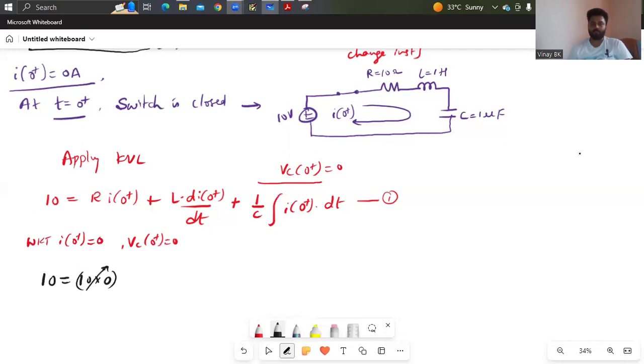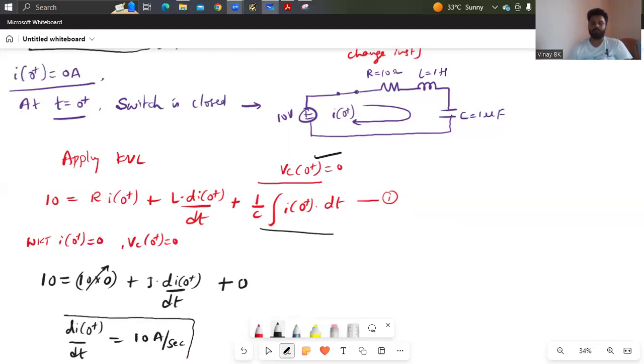Plus L is 1 Henry, so 1 into di of 0 plus divided by dt, plus Vc of 0. The value of Vc of 0 is 0, so that is also 0. So you can get the value of di of 0 plus divided by dt equals 10 ampere per second. This is the second value, that is, the derivative of current when t equals 0 plus.